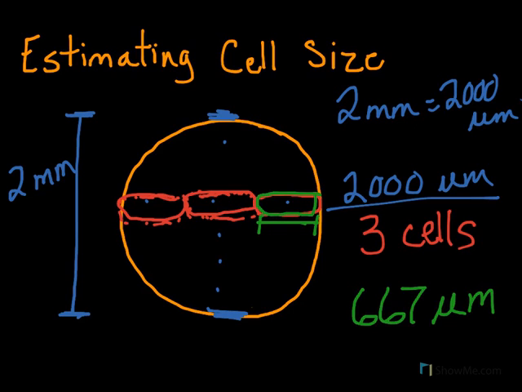So each one would be an average of 667 micrometers. This one from here to here, and then this one from here to here. They each take up 1/3 of your diameter. And that's how you estimate the size of a cell. Hope you learned something. Make sure you complete your notes, and we'll see you in class.